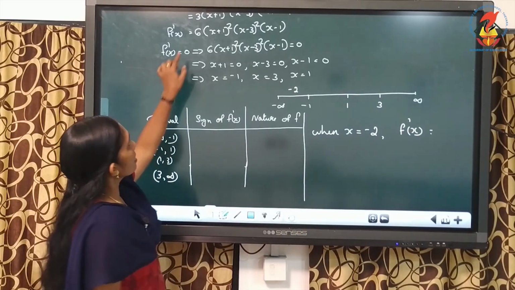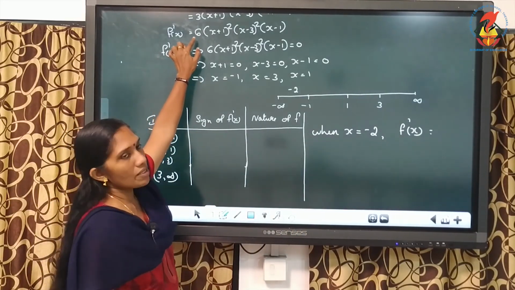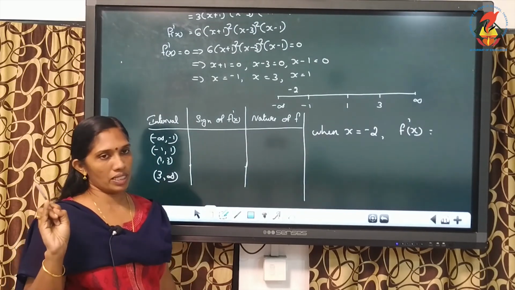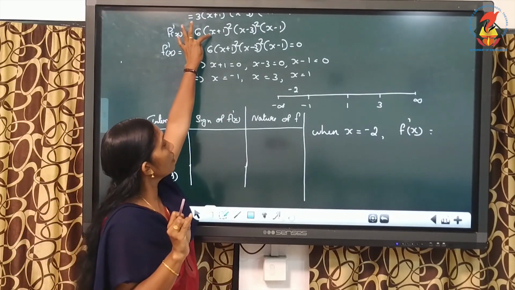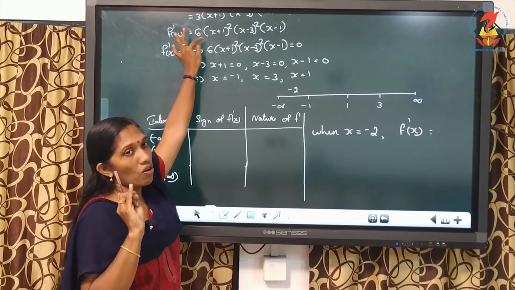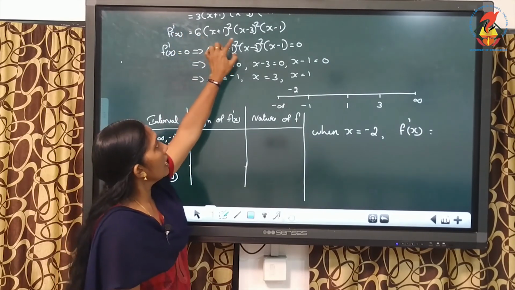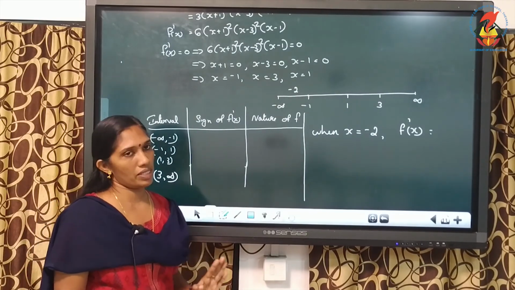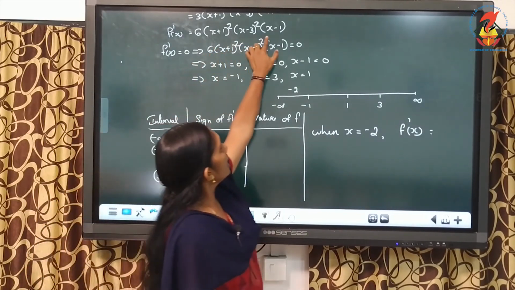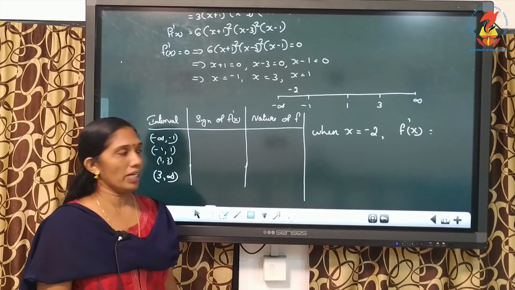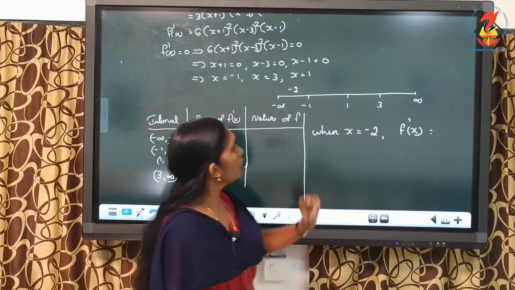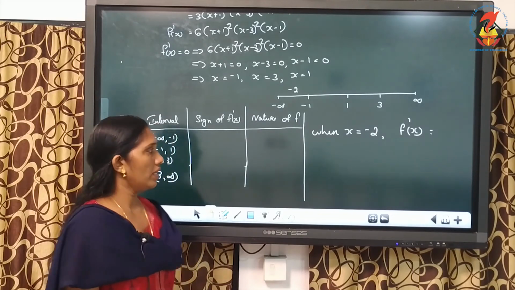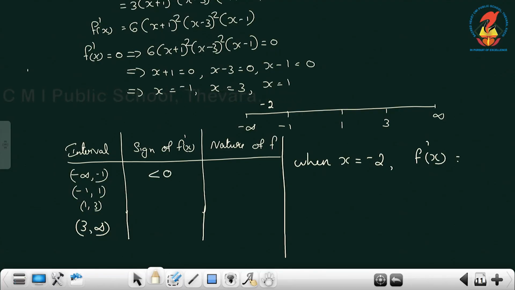f dash x is, look, 6 positive, (x plus 1) whole square is always positive. It does not depend upon the sign of x. It is always a positive number. (x minus 3) whole square, that is also a square, means positive. So you have to check only the last factor, x minus 1. So put x is equal to minus 2. Minus 2 minus 1 is negative. So f dash x is negative.